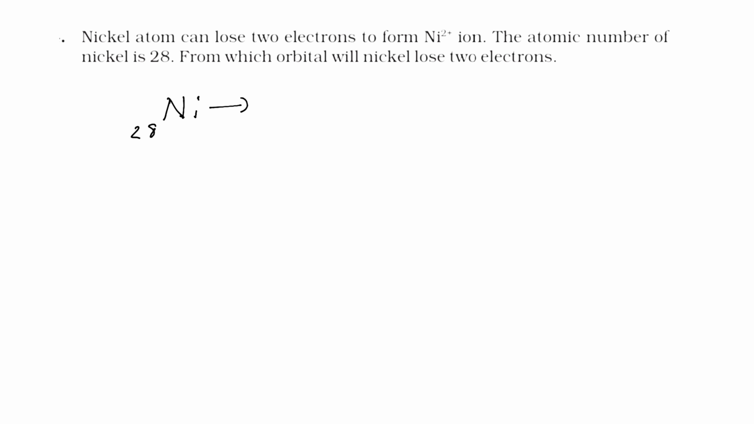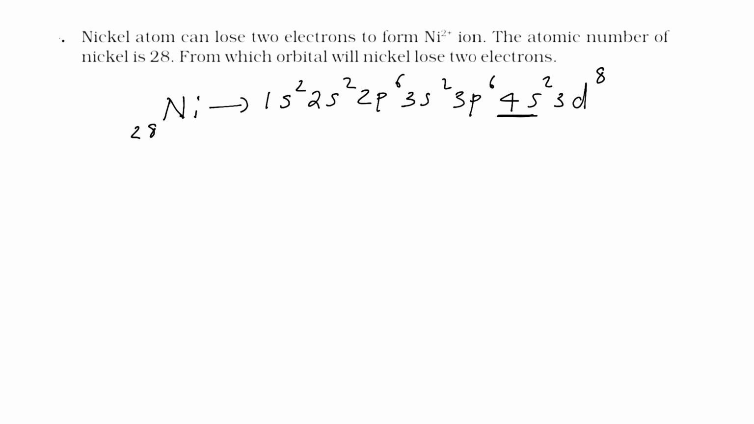Ni: 1s2, 2s2, 2p6, 3s2, 3p6, 4s2 and 3d8. Always remember 4s2 is 20, then 8, so 3d8. Now 2 electrons are being lost, and then it will become Ni2+. So remember, electrons will be lost from the highest principal quantum number. Always remember it.